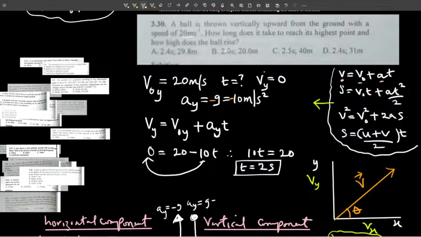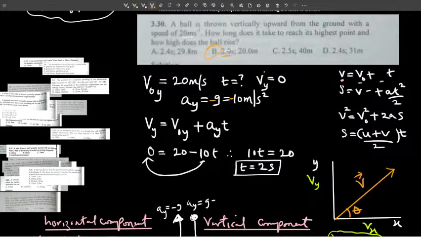Sometimes you just have to be smart in your exam. The answer is obviously B. So if students want to continue to solve and get the final answer, the answer is obviously B, since we're seeing 2 seconds and that's the only one that has 2 seconds. So that's the answer. But if you want to calculate for how long it takes to reach its highest point, we're looking for the time.